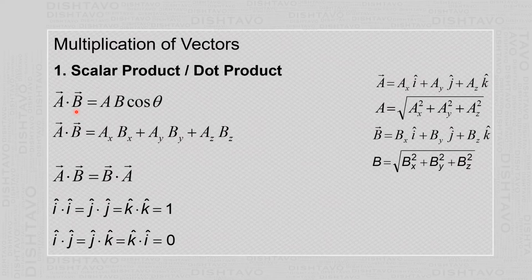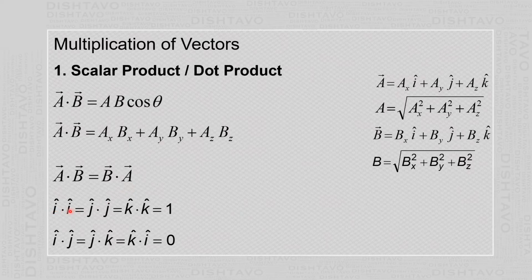This dot product can be given also in terms of the components of the vector. See, vector A has components Ax, Ay, Az. Vector B has components Bx, By, Bz, and the dot product can be given as AxBx plus AyBy plus AzBz. The dot product is commutative. That means vector A dot vector B is equal to vector B dot vector A.